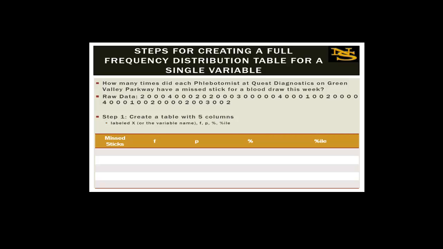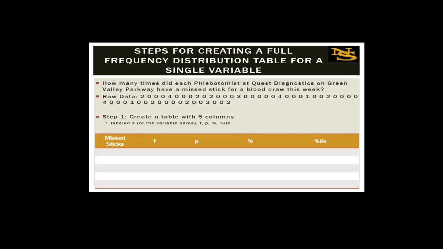So the first step for creating a full frequency distribution table, and I keep calling it a full frequency distribution table because it includes all of the descriptions of the data, all of the little pieces of information. Now, sometimes when you're using a frequency distribution table for calculation purposes, you'll only include these 2 columns to start, and then you'll do your calculations. You won't have the p, the percent, and the percentile. All right. Back to creating a full frequency distribution table.